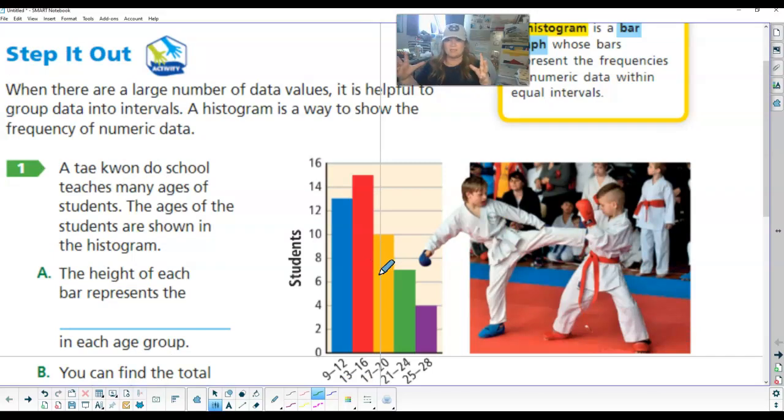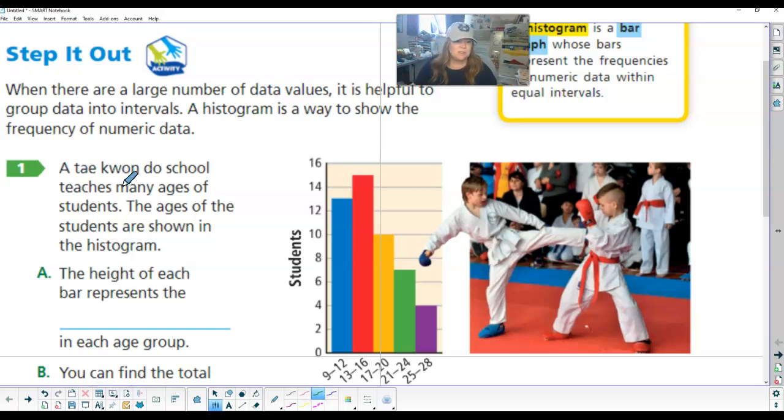It's for when you have a very large amount of data and you don't want a bar for each of these, so you can put them into groups. A histogram is just a bar graph that has sections. These are called intervals. So here we have a large number. Sometimes it's helpful to shrink it down for your scale so you're not having so many bars.